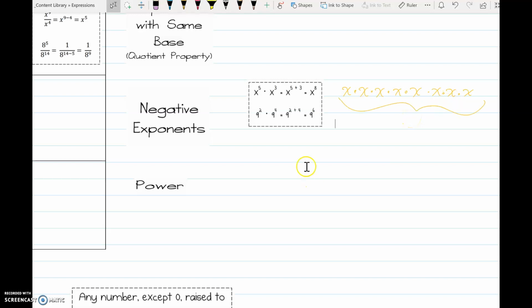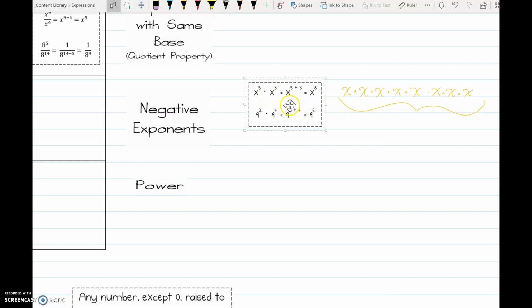So that's where they're getting this x to the 8th. Now, if you want to shorten that up so you have a quick rule, whenever we're multiplying and we have like bases, that's really key. The bases always have to be the same. See, even the numerical ones, the bases are the same. So we keep the base and we add the exponents.